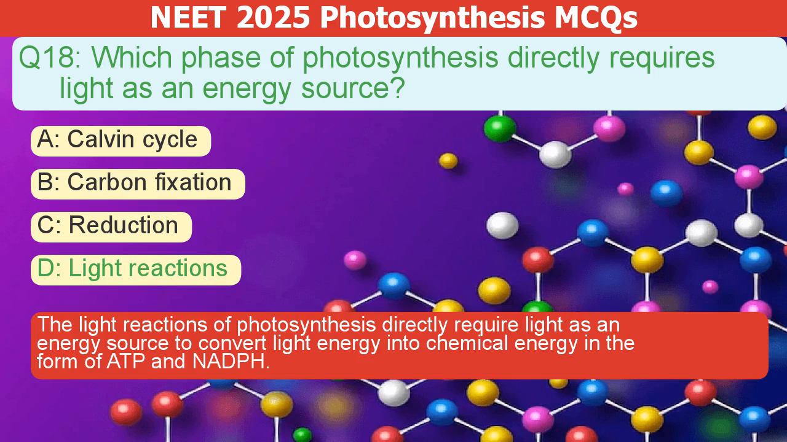The light reactions of photosynthesis directly require light as an energy source to convert light energy into chemical energy in the form of ATP and NADPH.